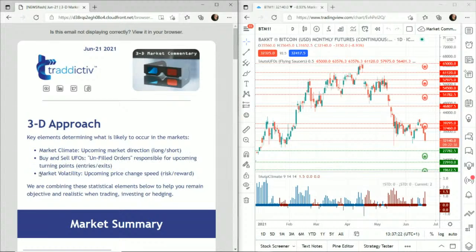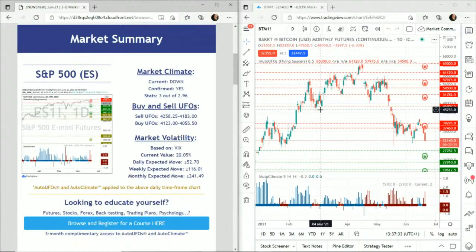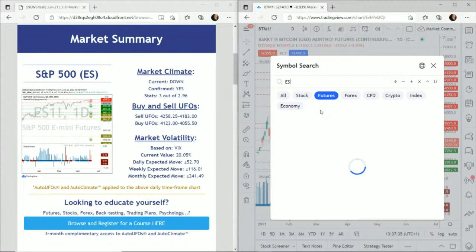Then we have market volatility, upcoming price change, meaning how quickly are these markets going to be moving. So we'll take a look at that as well. Now, first things first, the first market we look at is the S&P. We're looking at a daily chart for each of these.